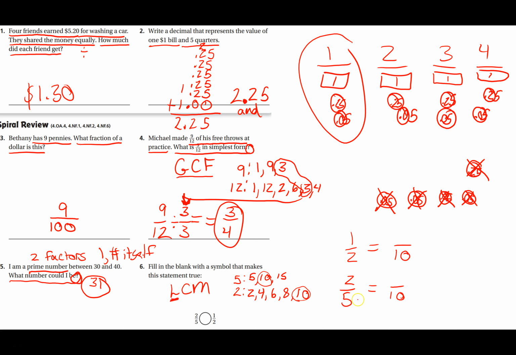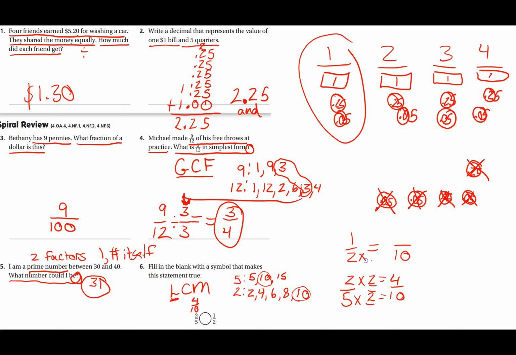Okay, so 5 times what is going to give me that 10? Well, if we know our fact families, we can see 5 times 2. Whatever I multiply the bottom by, I multiply the top by the same thing. 4/10. So 2/5, this number here, is equivalent to 4/10.